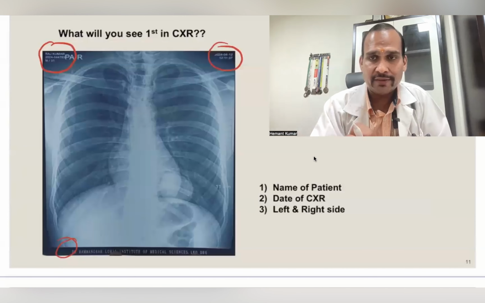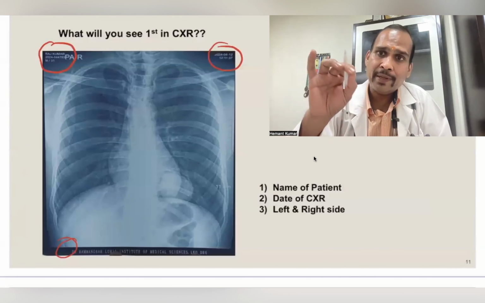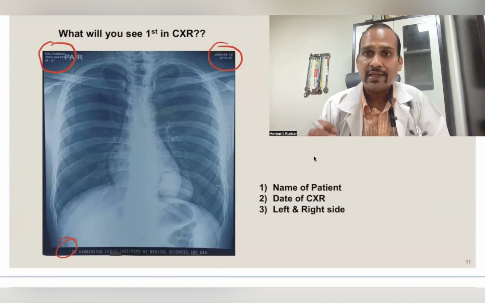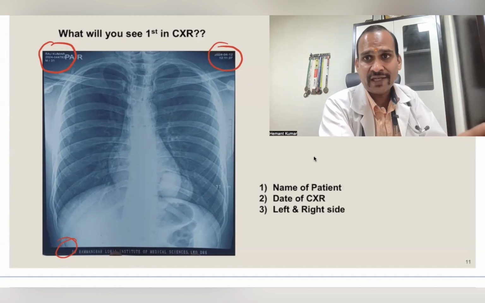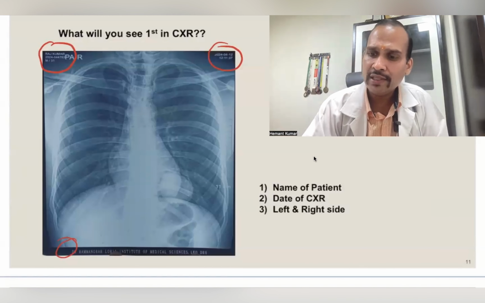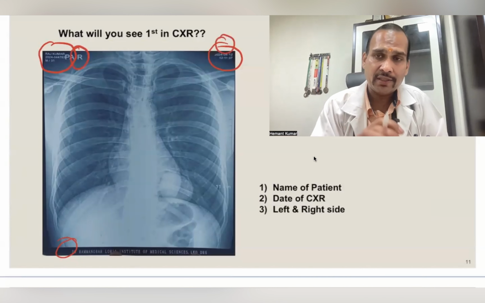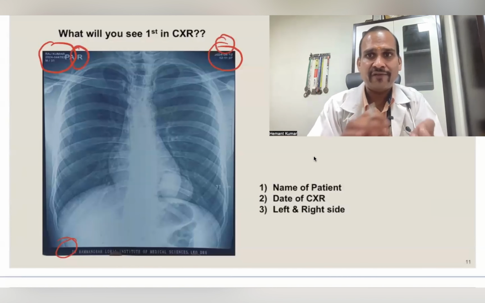If it is not written, you have to write it with your white markers on the X-ray. Another thing is you have to mark which is the left side and which is the right side. Usually it is written on the X-ray, this is right side and the opposite is left side. If it is not written, you have to identify which is right and which is left.